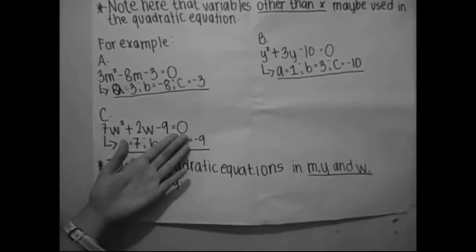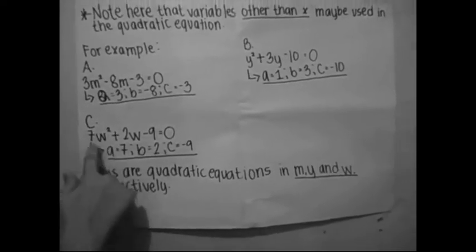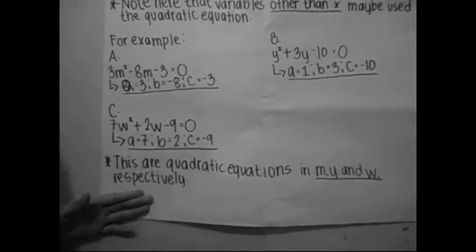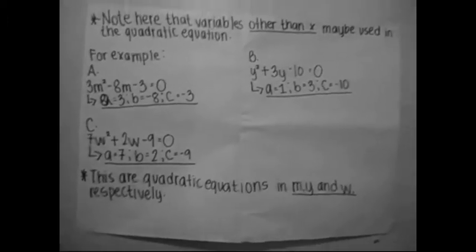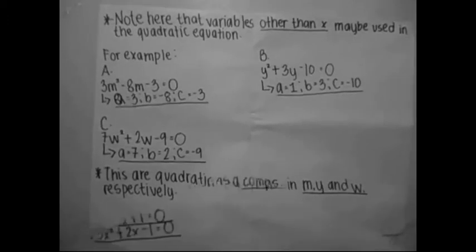7w squared plus 2w minus 9 equals 0. A in here equals 7, b equals 2, and c equals negative 9. These are quadratic equations in m, y, and w respectively.